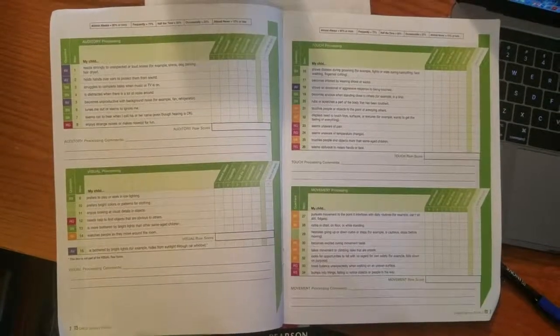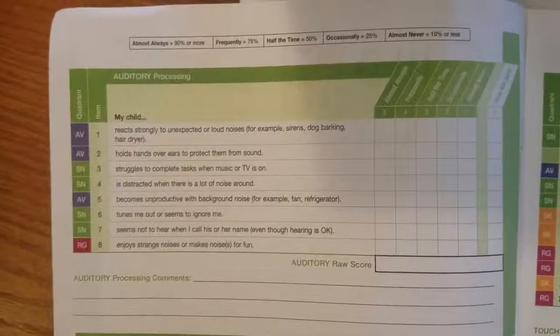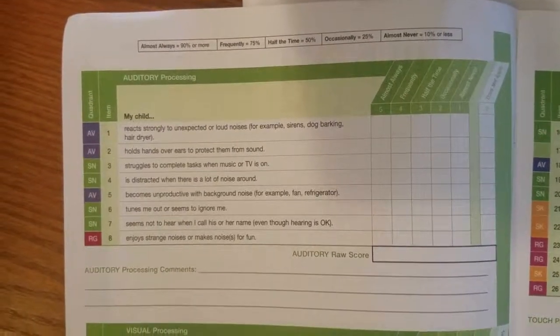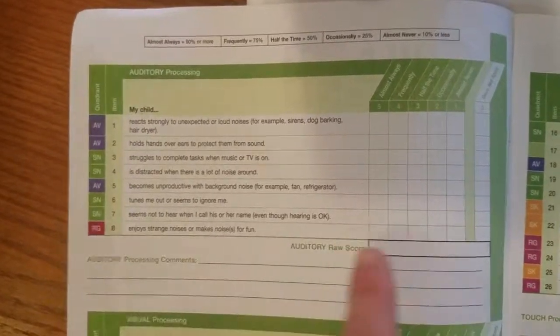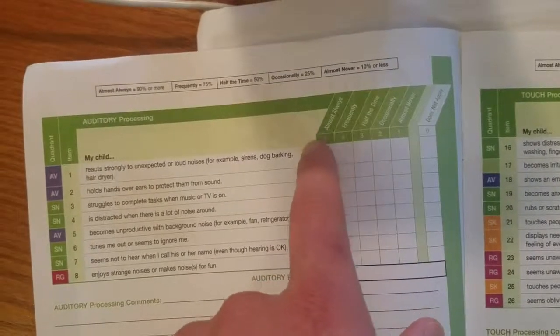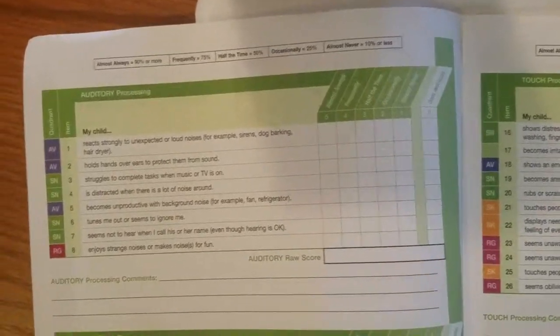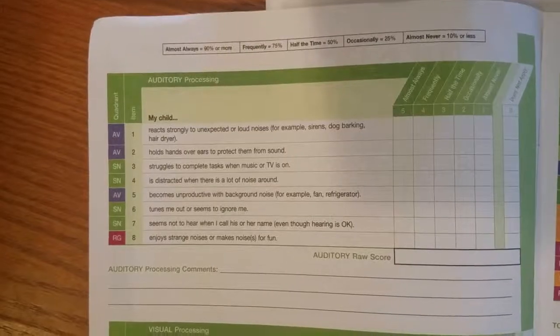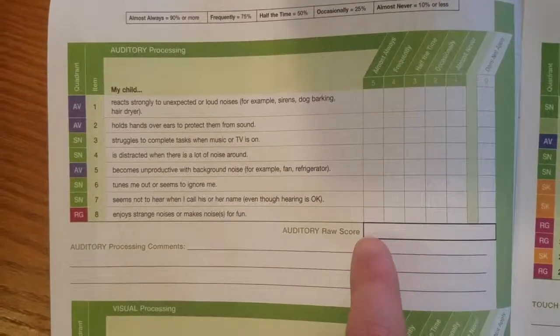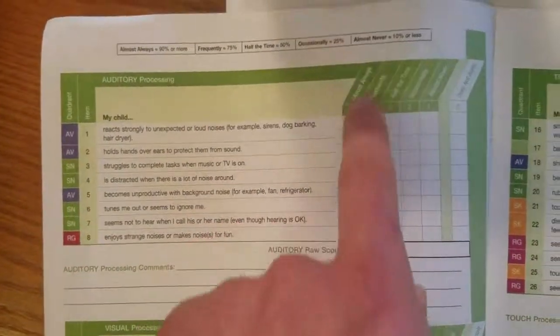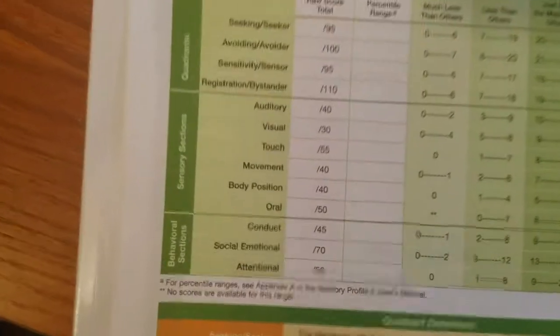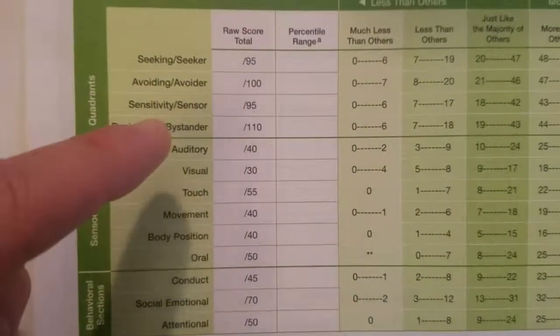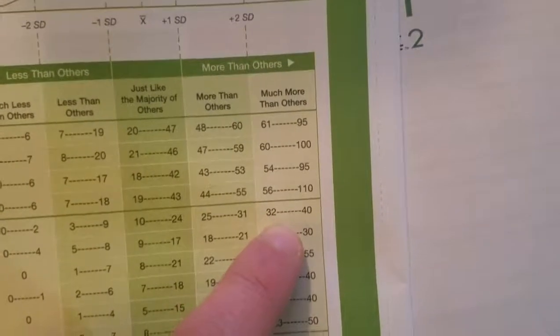Here's a closer look at the scoring booklet. So for the auditory processing section, which is one of those 8 areas we mentioned that is assessed, we can see that there's 8 questions, and here's the scores. So if the teacher or parent were to tell us almost always as a response to every question, the raw score would be 40 because there's 8 questions, and we would just add those all up. So 40 would be the max score. We can see here auditory, there's 40. So the raw score would be 40, which would place them over here in the much more than others.